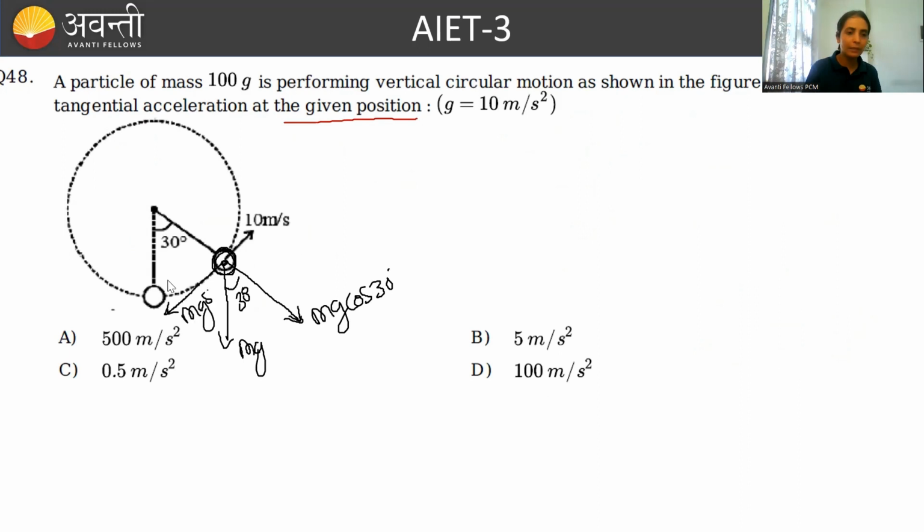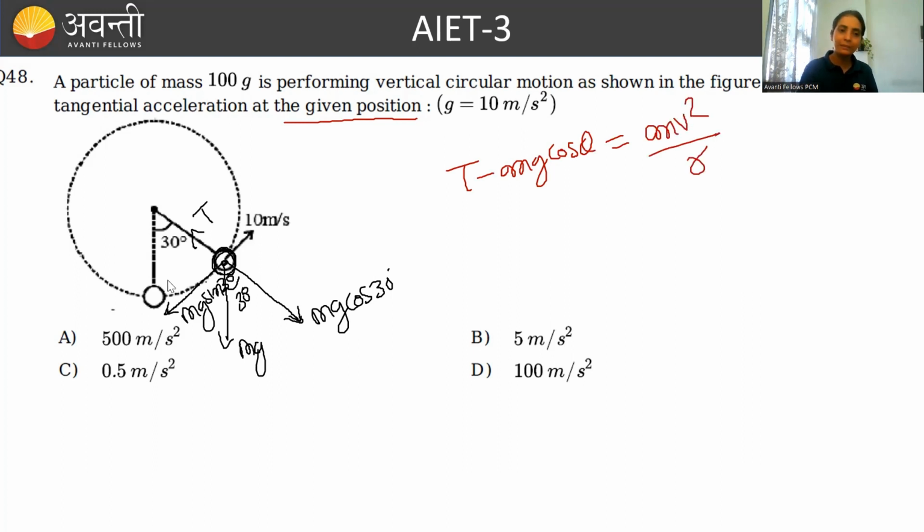Mg sin 30. So you see here, and here there is a tension. Done. So you see here carefully which force will contribute in what. So T minus mg cos theta will contribute in centripetal force, so it will be equal to mv square by r. Another force is mg sin theta. So this mg sin theta will give it tangential acceleration. Okay.